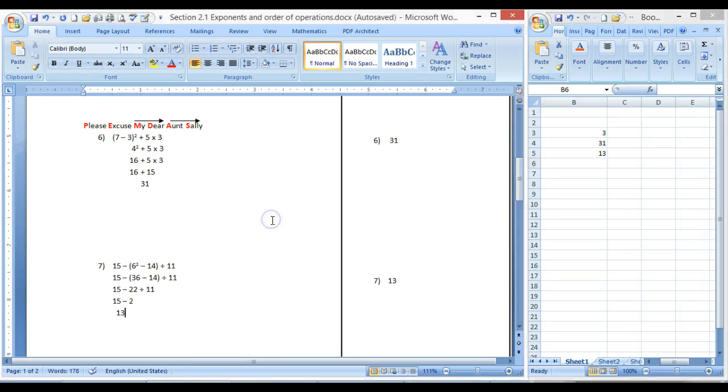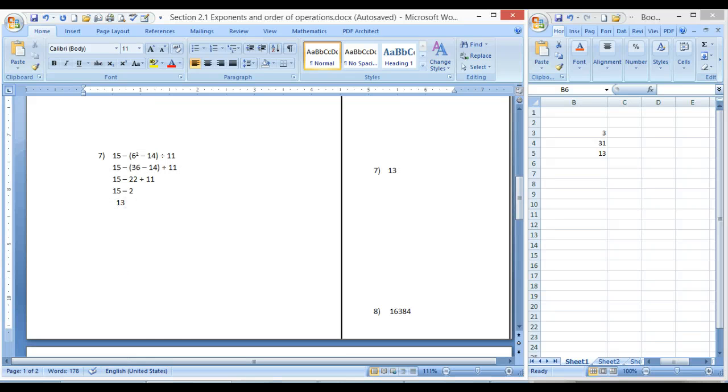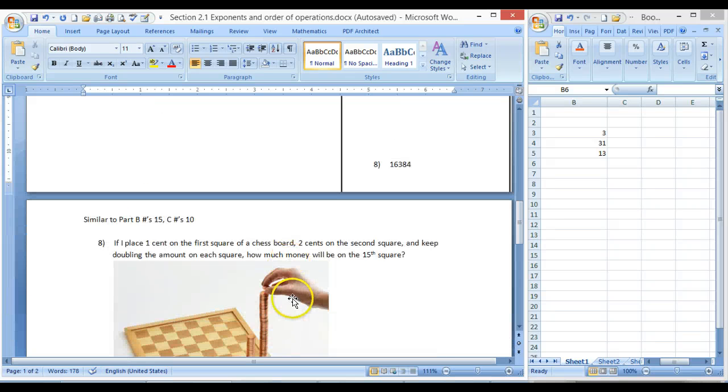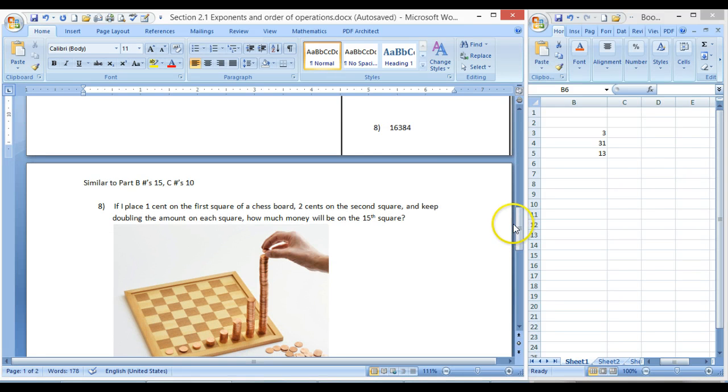That verified that we did it correctly. Okay, so let's move to the next one. Okay, so for our last example is number 8, and I went ahead and lifted my answer up here.